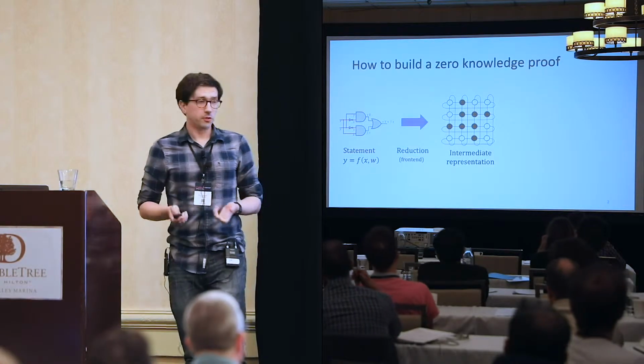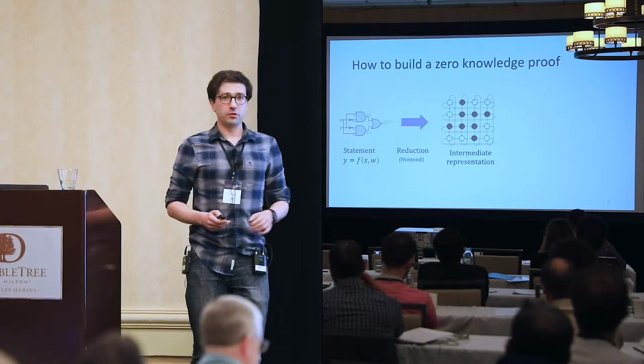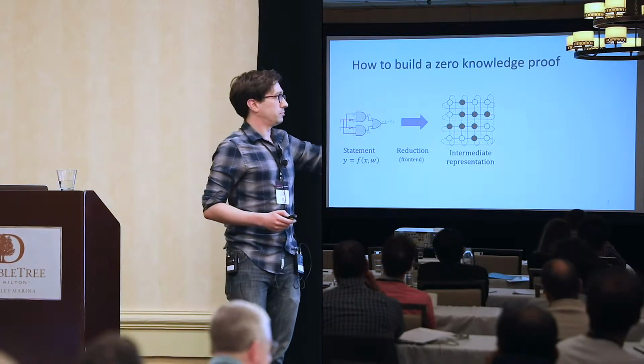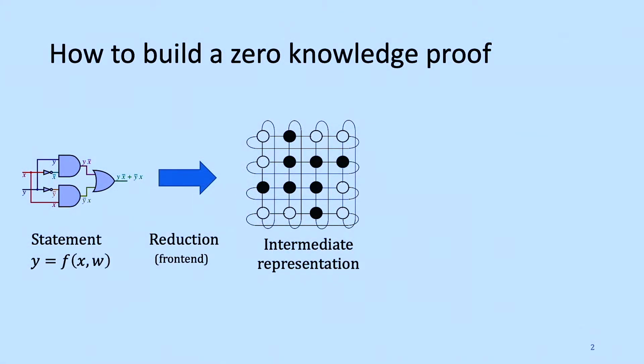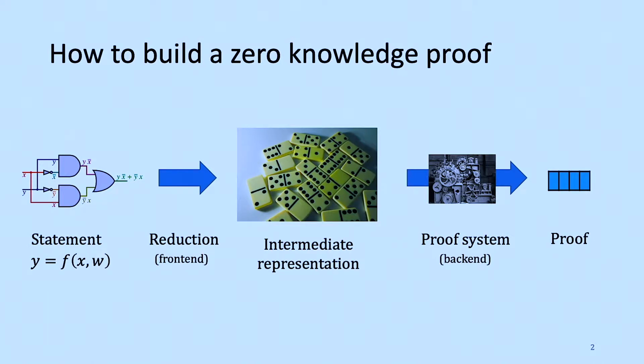And then we do a reduction to an intermediate representation, which in general looks very different to the statement that we started with. So maybe it's some routing problem on some structured graph, or maybe it's something even weirder, like a domino tiling, something that's NP-complete. And then we take this problem, this kind of proof-friendly intermediate representation, we pass it to our proof system, and the proof system outputs a proof. So I'm going to call the reduction part the front end and the proof system the back end. And in between these two things, we have this intermediate representation.